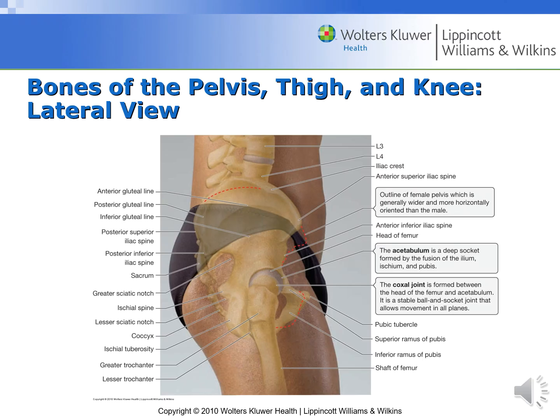We see the ischial spine. We see the lesser sciatic notch. We see the coccyx. We also see the ischial tuberosity and the greater trochanter, as well as the lesser trochanter. Traveling over on the right-hand side, beginning most superiorly, we can see L3. This is the third lumbar vertebra. We also see L4. We see the iliac crest.